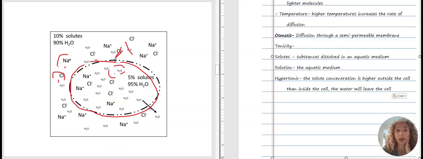And so because there are more solutes outside the cell than inside the cell, and the water concentration is greater inside the cell than outside the cell, the water is going to try to reach equilibrium. It is going to try to dilute the solutes outside the cell. And we call this hypertonic. So when the solute concentration is higher outside the cell than inside the cell, the water will leave the cell, and the cell is living in a hypertonic solution.